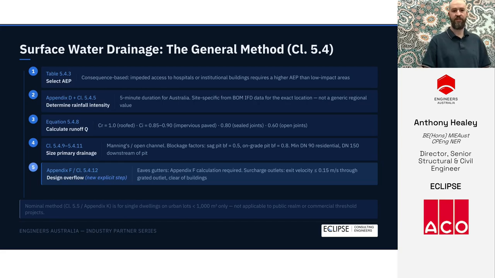Let's look at the general design method for surface water drainage sizing under clause 5.4, which is a 5-step process. Step 1, select the appropriate AEP. Under table 5.4.3, this is consequence-based. Where impeded access to hospitals or institutional buildings is a risk, you need a higher AEP.